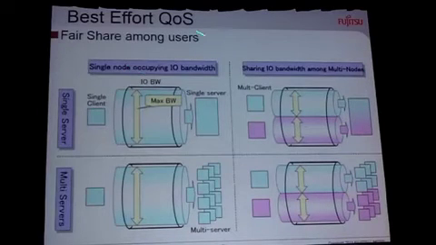And here we also support Best Effort QoS. Best Effort QoS is the same as fair share, but a single user can use as much as possible. One client, a user, can occupy and hold the I/O bandwidth, but two users share it divided in two. Here's a single I/O server case, and here's a multi-user case. So our system can support the two types of QoS.